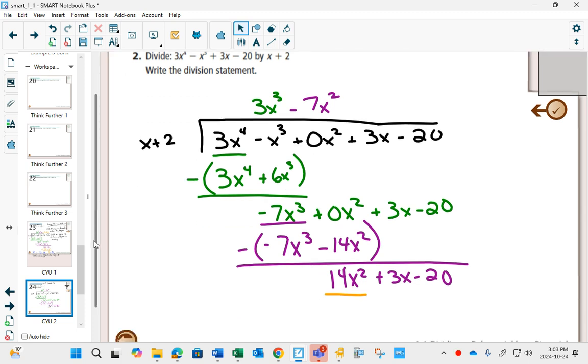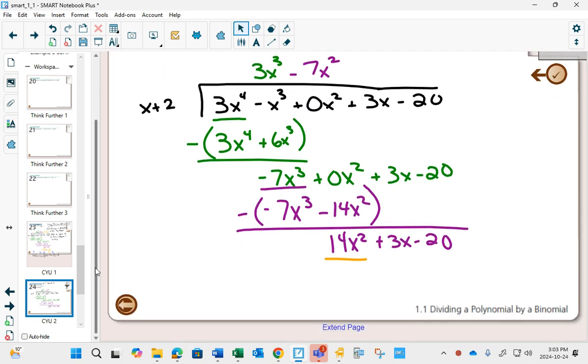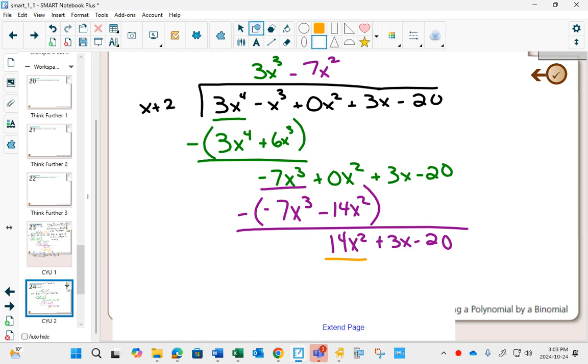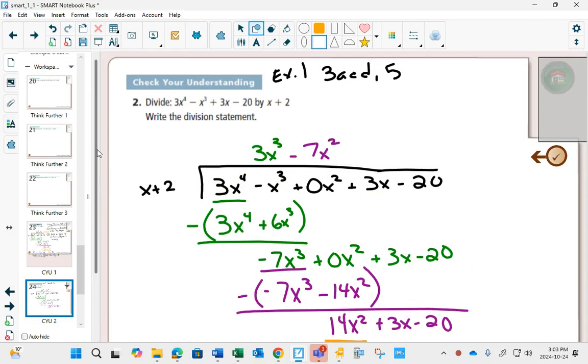The 0 is only there for the x squared. That's the only thing that needs the 0. Sometimes there might be 2 things missing, you have to put 2 zeros in. I knew right away from the question there was no x squareds. So I made sure I wrote the 0 in.